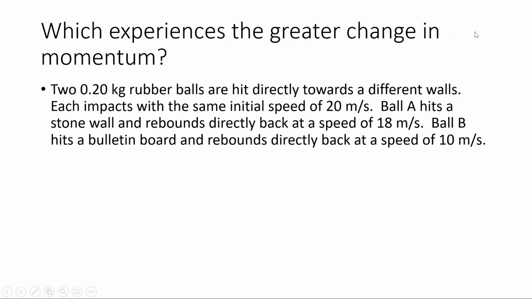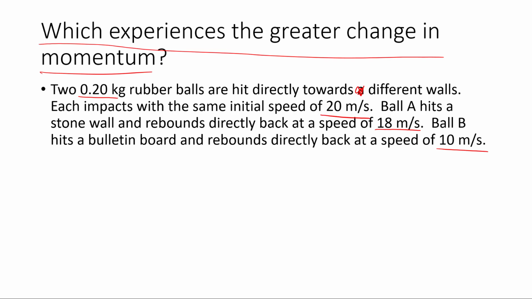So let's do an example. Which experiences the greater change in momentum? Two 0.20 kilogram rubber balls are hit directly towards different walls. Each impacts with the same initial speed of 20 meters per second. Ball A hits a stone wall and rebounds directly back at a speed of 18 meters per second. Ball B hits a bulletin board and rebounds directly back at a speed of 10 meters per second. We want to find which experiences the greater change in momentum.